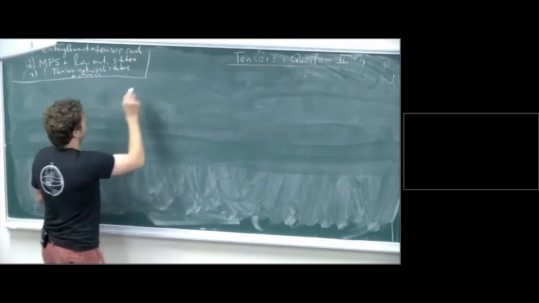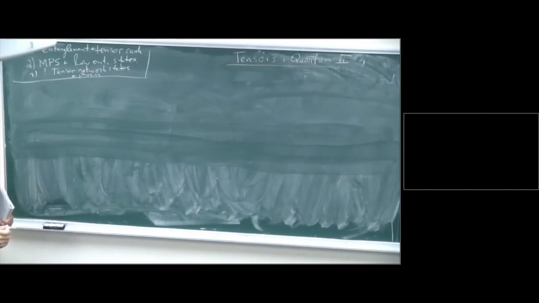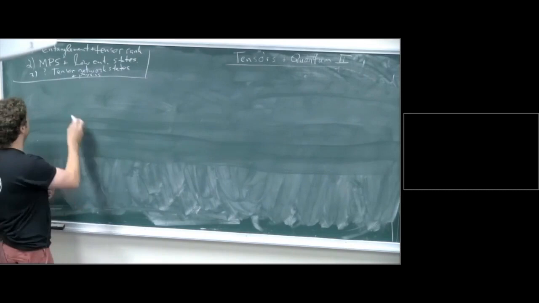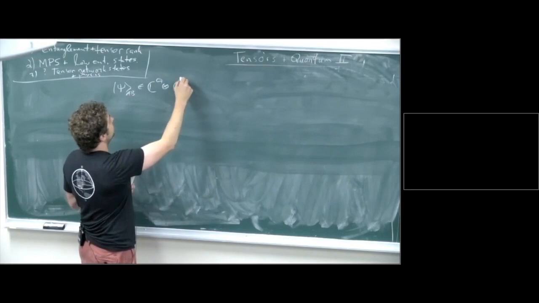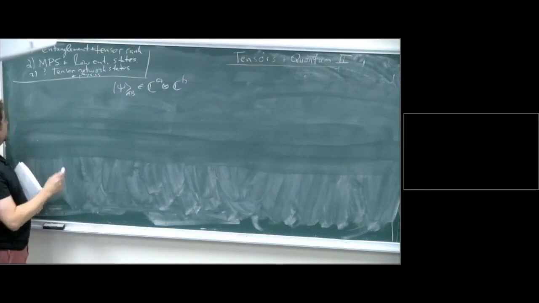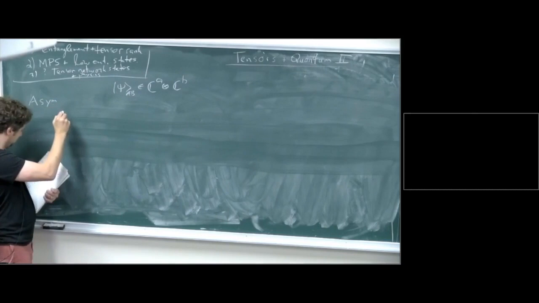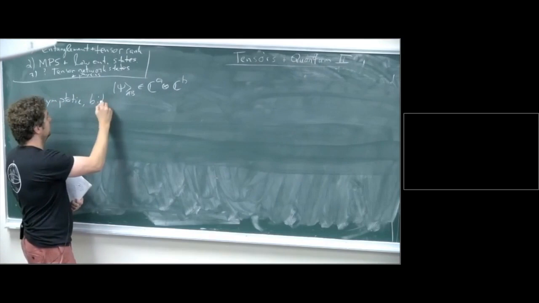Okay, so you will remember from last time that we talked about entanglement of a quantum state. So I have some quantum state, psi AB. It's just a unit vector in this complex vector space. And we definitely understand entanglement in the setting where we are talking about asymptotic, bipartite, and pure states.